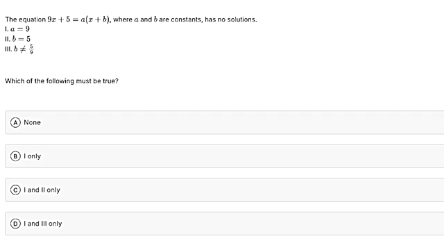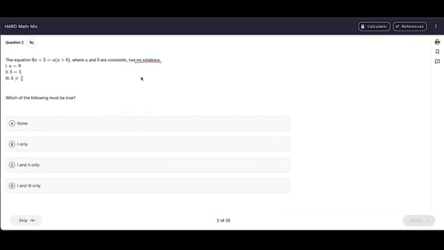So anytime we are dealing with no solutions, two things are true. Thing number one, you have the same slope. So I like to get these looking more like each other. So I would expand the right side into AX plus AB. And if we have the same slope, well, our slope is 9. The coefficient for X is our slope. Here, the coefficient for X is A. So we know that A equals 9 because they have the same slope. So number one is definitely going to be true.